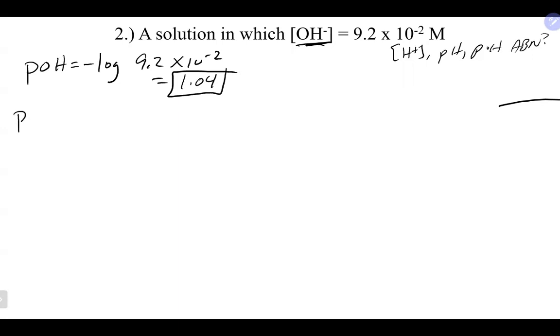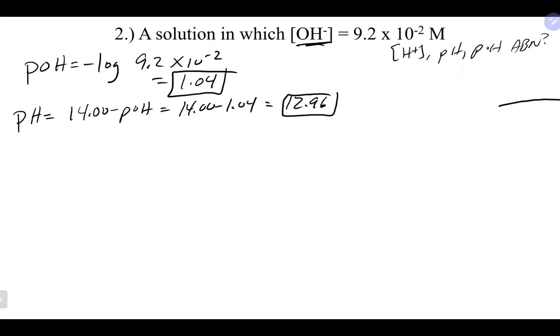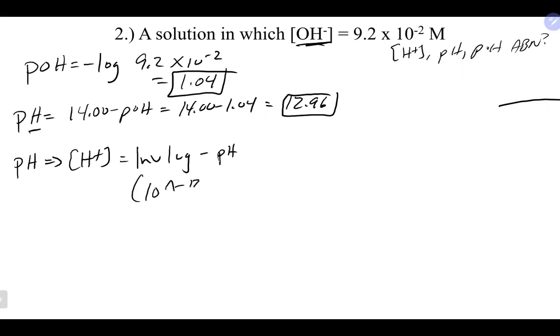And since I have the POH, I could easily get the pH by just taking 14 minus the POH. That gives me 14 minus 1.04, which is going to give me 12.96 in this case. At this point, to get to the H plus, I'm going to use that same formula there. pH, going to take it to get to my H plus: the inverse log of the negative pH, and again, a 10 and a caret, negative 12.96.